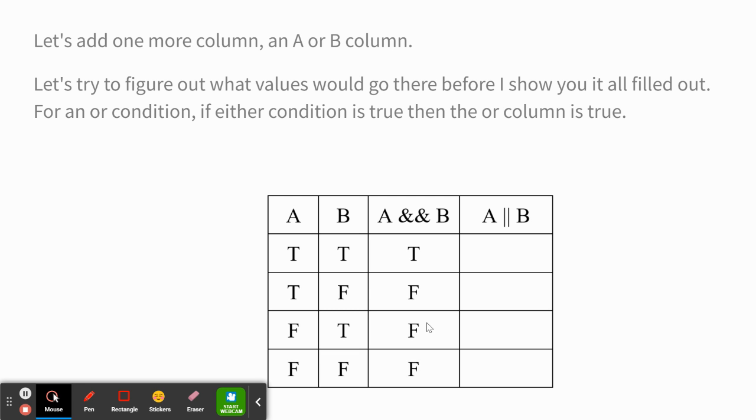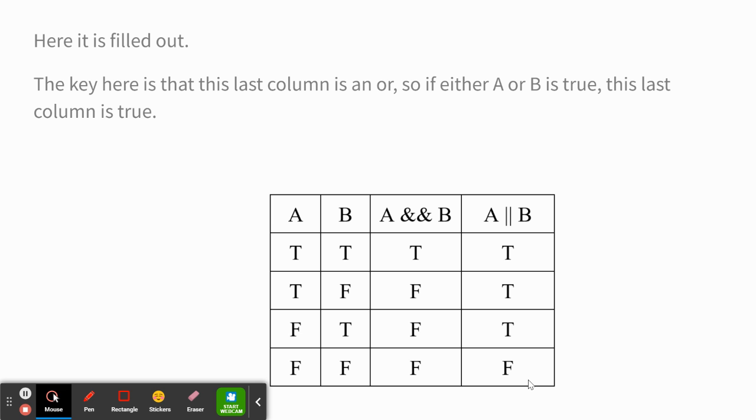I'm going to add another column, an A or B column. This is perhaps more forgiving. If either A or B is true, then the A or B column is true. So this top line would get it true. The second row would get it true. The third line would get it true, because each of those has at least 1 T in them. Bottom line would be false because there's no T over here.